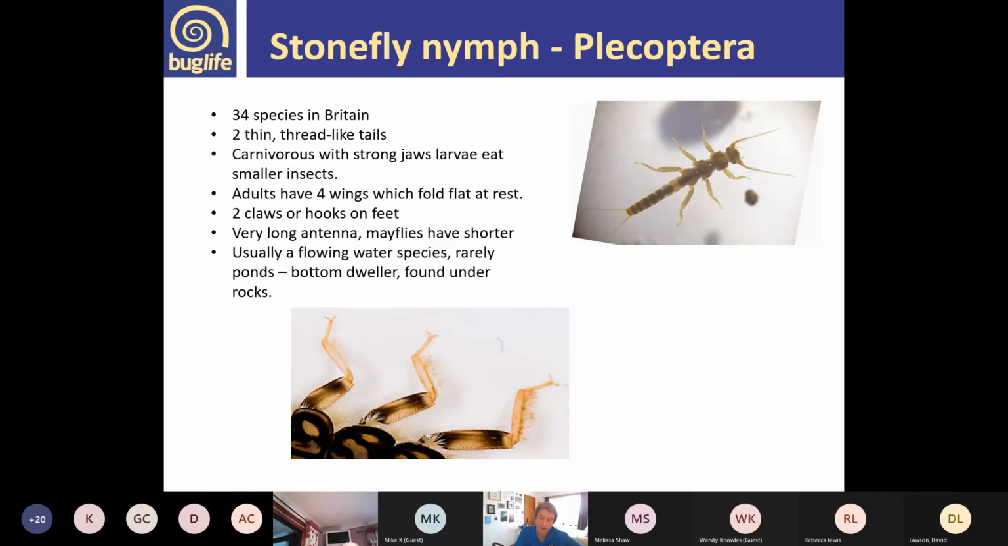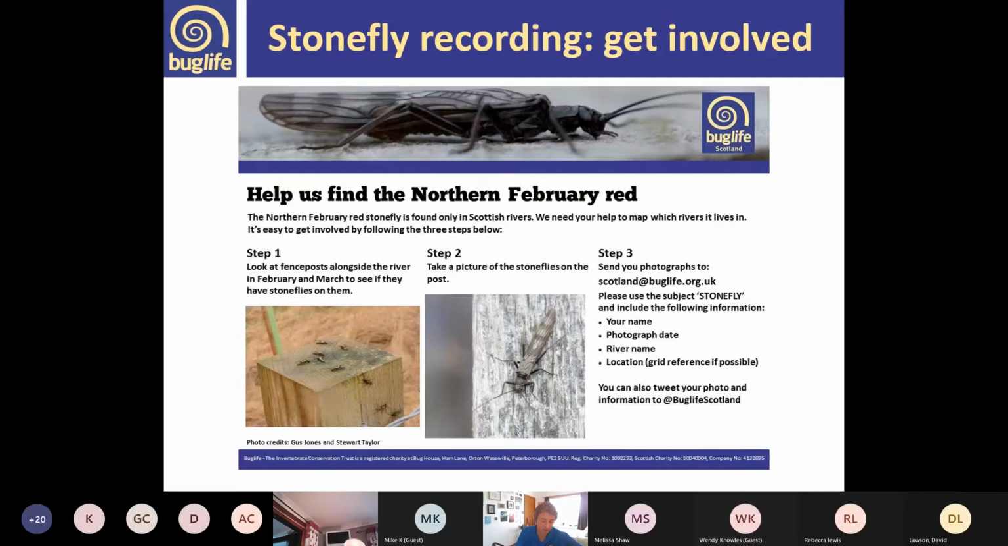While we're on the subject of stoneflies, I'd like to draw your attention to the Northern February Red Stonefly Citizen Science Project that Bug Life has had running for a couple of years now. I believe it's at least a year old, but the project is continuous. So we are encouraging as many members of the public to get involved and assist us with the biological recording of the Northern February Red Stonefly, which is endemic to the UK and has a particular stronghold in the north of Scotland, although it can be found in other locations in Scotland too. In order to assist us with national monitoring, you can follow these three simple steps.